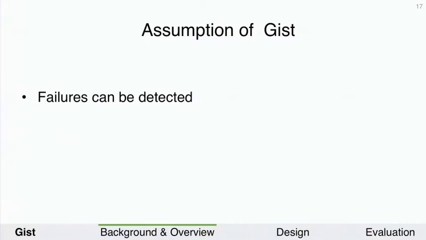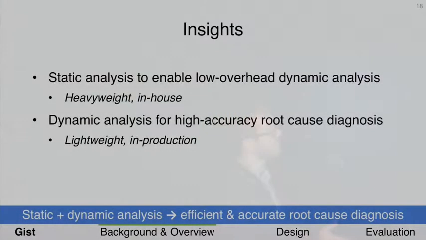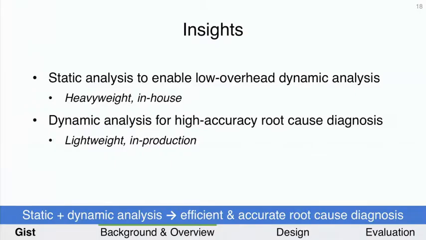And in our work, we revise these assumptions to target our use case of finding the root causes of in production failures. In particular, we still assume that there is an observable means to detect failures. And as I mentioned, I'll get back to this assumption in future work and talk about how we can deal with the limitations that arise from it. All right. So the key component of the design of GIST is a hybrid static dynamic program analysis approach. Essentially, a heavyweight in-house static analysis is an enabler for a subsequent lightweight dynamic analysis. And it's really the synergy that allows GIST to perform efficient and accurate root cause diagnosis in production.